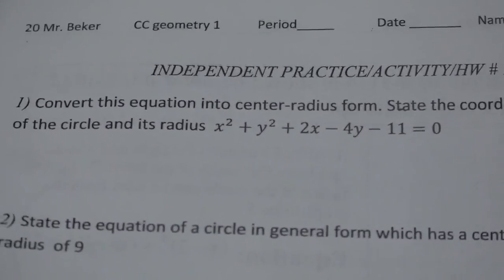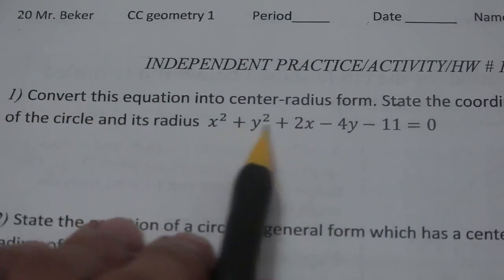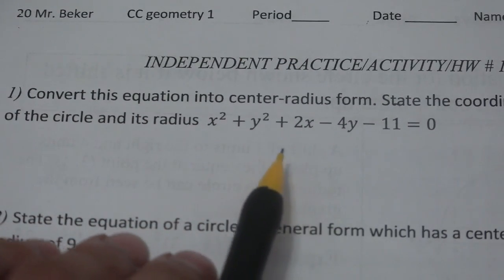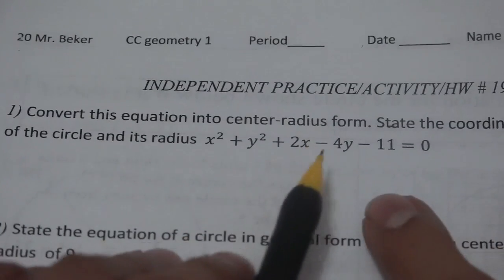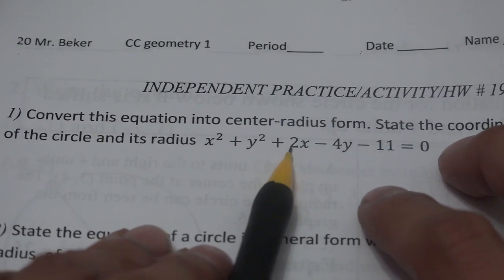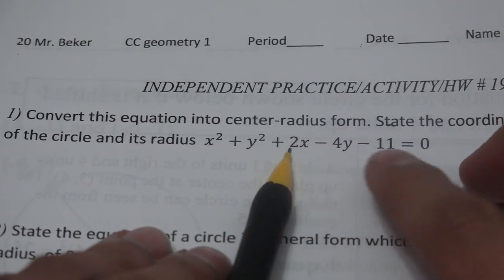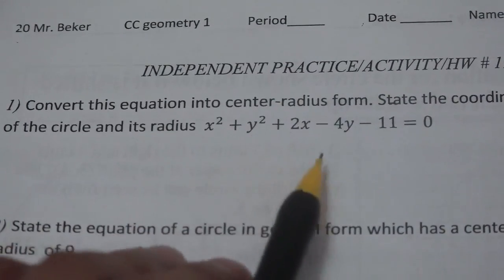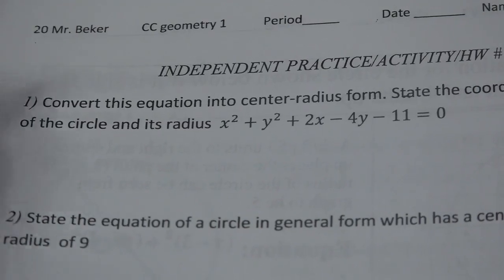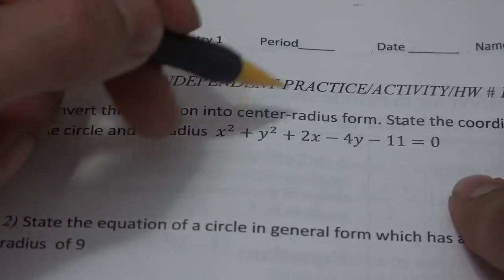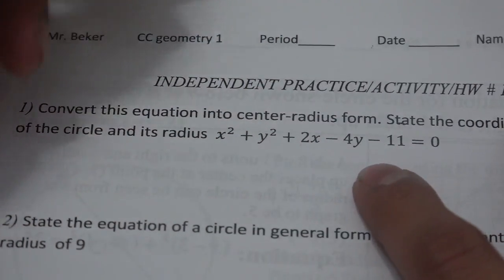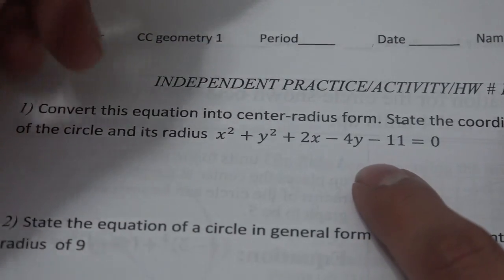Let's go on to the independent practice. All right, so they want me to convert this into center radius form. Not a problem. At least I know that the center is going to be 1, -2. But I don't know what the radius is, so I have to actually do the whole thing. All right, not a problem. So the first thing is I'm going to look at it, and I'm going to say, okay, let me rearrange everything.